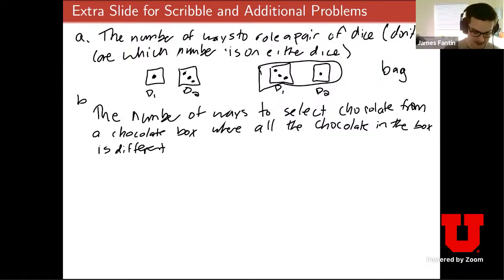Yeah, and somebody put, yeah, that's a set. Why is it a set? Because all the chocolate in the chocolate box is different, so each one's unique. And we don't care about the order. So there's no repetition, and order doesn't matter. So we have a set.